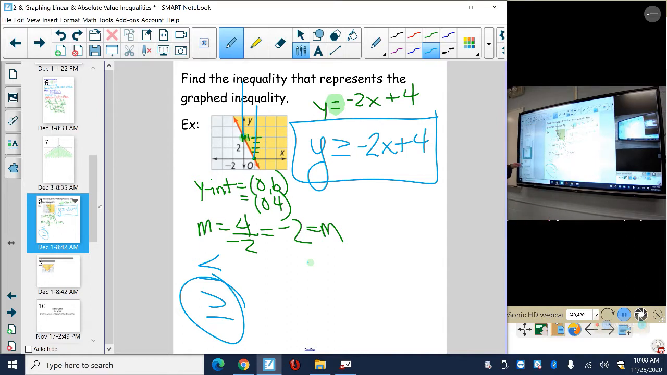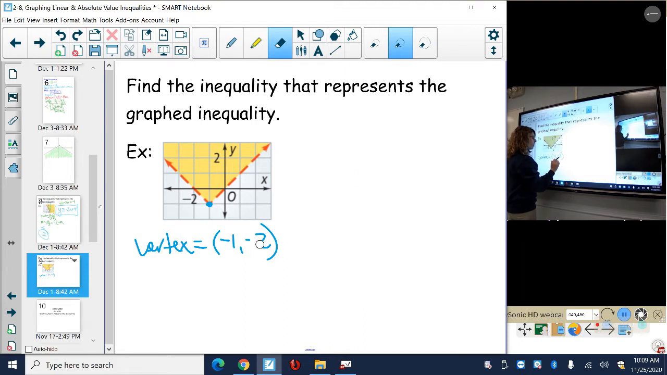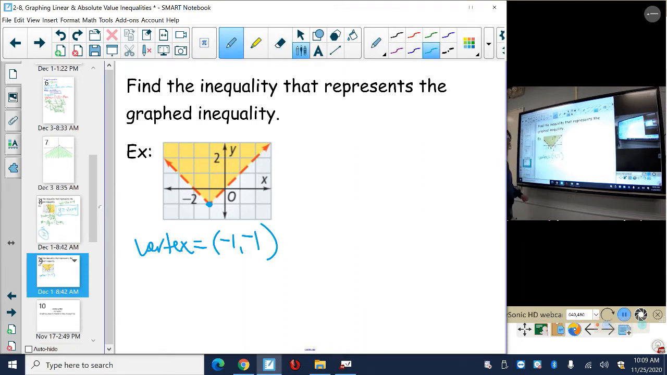Okay? Let's do that again. This time we're going to do it with an absolute value. So I have to find this equation. Now let's look at the scale. The scale is going by 1s this time. So I need my vertex. My vertex is the point negative 1, negative 2. Or nope, it's not. I lied. It is negative 1, negative 1. Sorry about that.